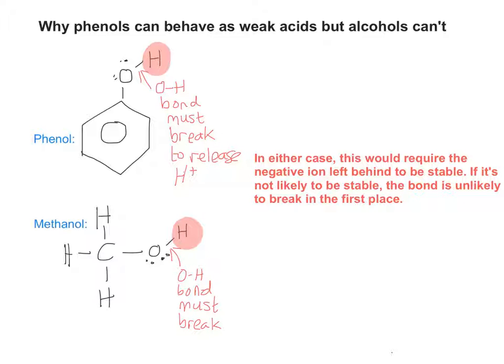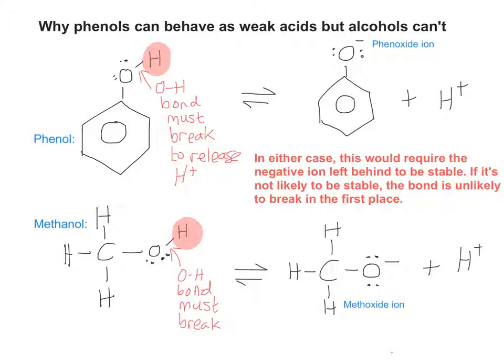So let's break the bond in both of these and see what we get. You get your H plus coming off and you'll be left with a phenoxide ion in the case of phenol and a methoxide ion in the case of methanol.